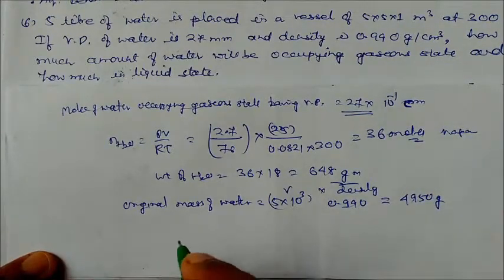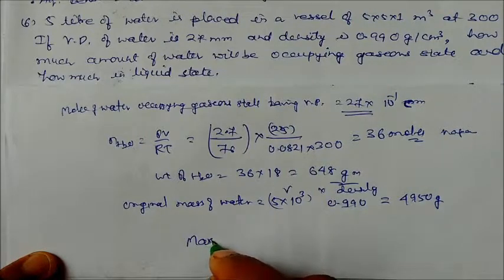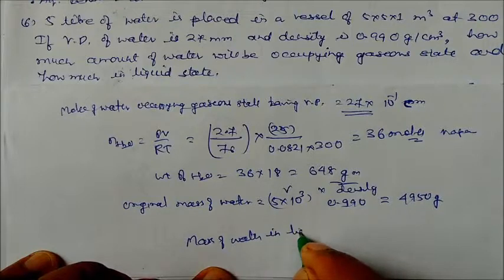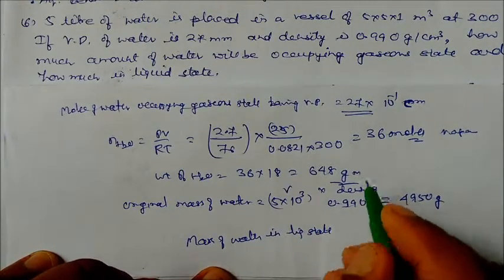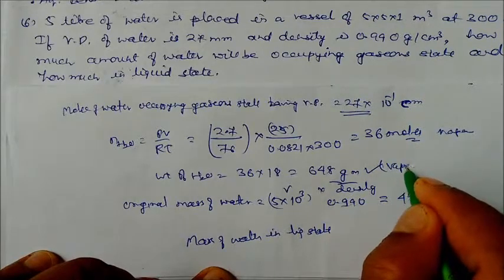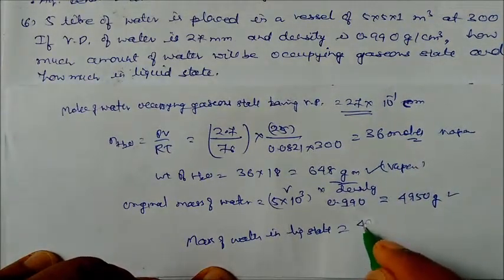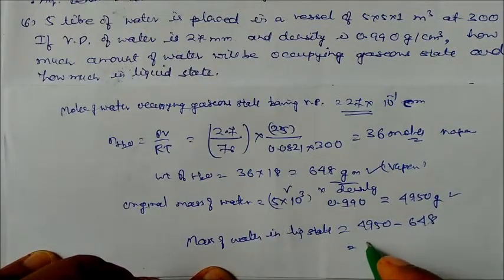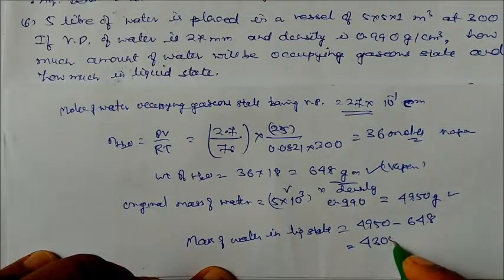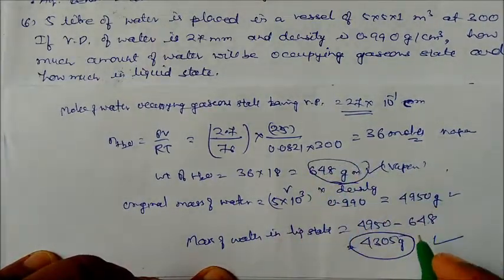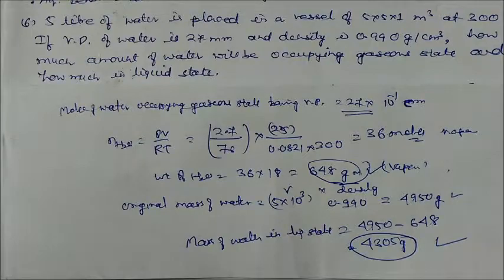Now the mass of water in the liquid state. This is in vapor state and this is the total, so it is 4950 minus 648. So we will get the liquid as 4305 grams. So this is in the liquid state. There are two answers, this and this. So this is the answer of this question.